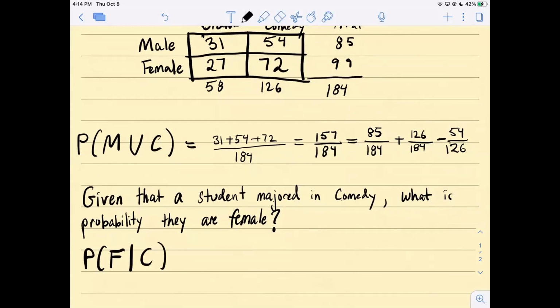So this is the probability of the event, or condition, F, given we live in the universe given event C.